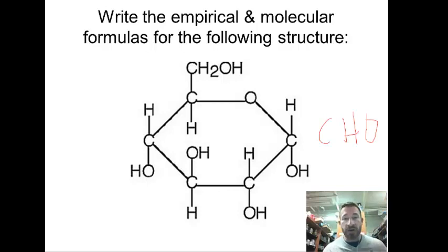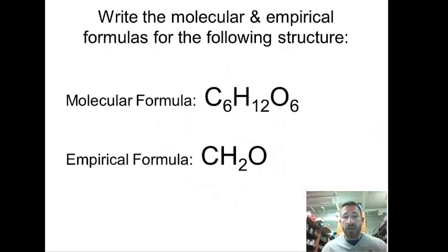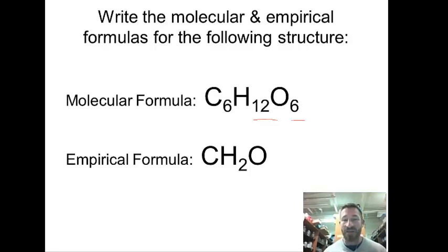Hopefully in doing this you counted 6 carbons. 1, 2, 3, 4, 5, 6 carbons, so it'd be C6, and the other should have had 12 hydrogens and 6 oxygens. Now that's a molecular formula. Remember, the molecular formula is not the reduced formula. You notice all of these are divisible by 6, so if you divide all those by 6, you'll end up with the empirical formula of CH2O.